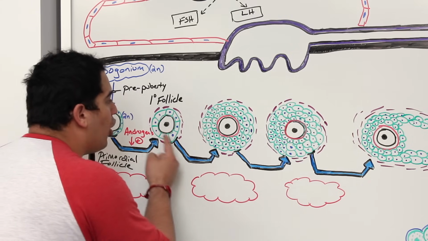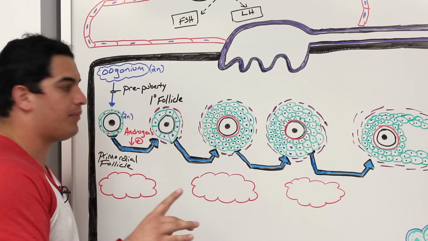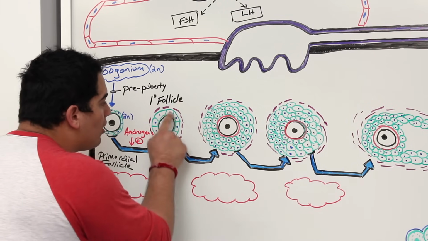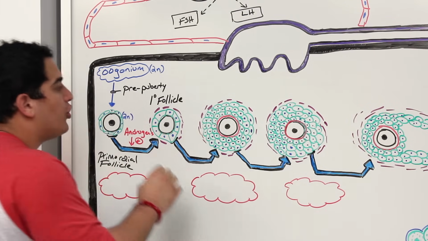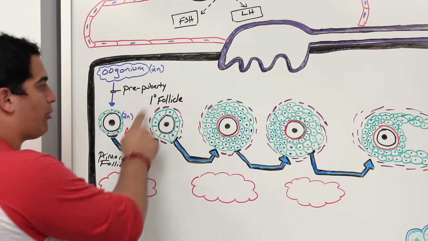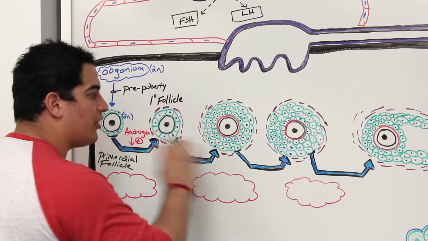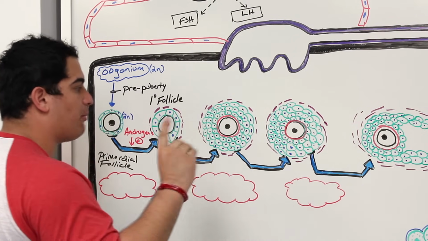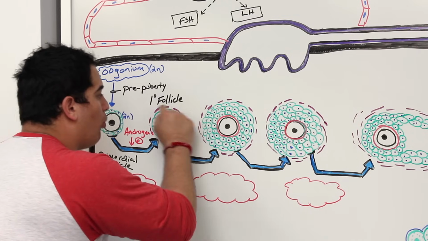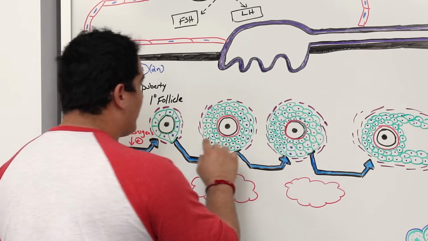It's a primary oocyte, which means it hasn't undergone meiosis 1, still frozen in prophase 1, with a single layer around it of cuboidal or columnar-like follicle cells. So again, a primary follicle is a primary oocyte, meaning it hasn't finished meiosis 1, and around it has a single layer of cuboidal or columnar-like epithelial cells. That's a primary. Then after that, look what happens.